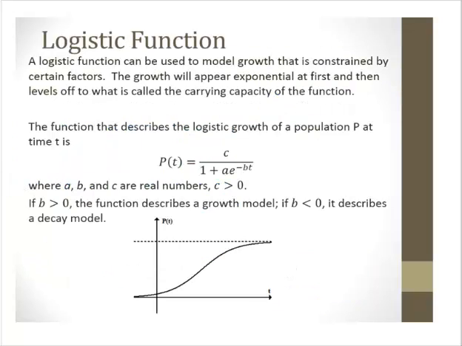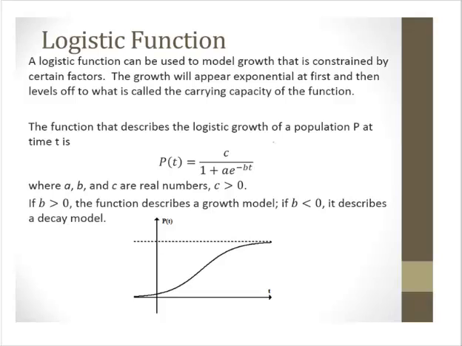Logistic functions can be used to model growth that is constrained by certain factors. The growth appears exponential at first and then levels off to what is called the carrying capacity of the function. So a function that describes this logistic growth of a population p at time t is given usually as p of t is equal to c over 1 plus a times e to the negative bt, where again e is that Euler number. A, B, and C are real numbers, C is positive. If b is 0, the function describes a growth model. If b is negative, it describes a decay model.